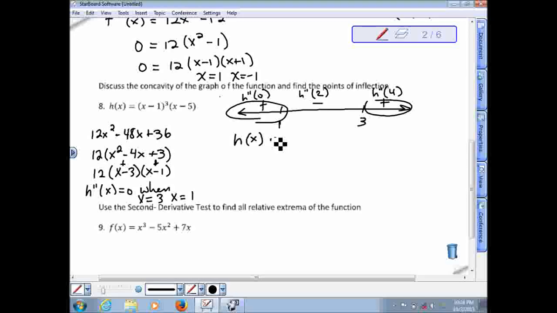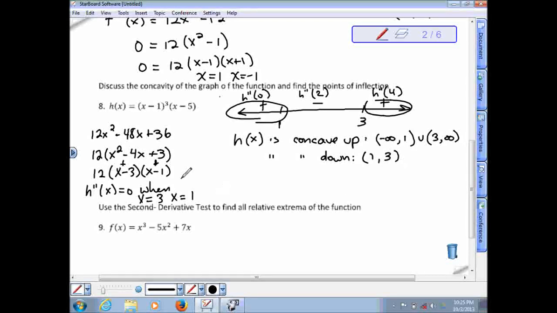So h of x is concave up on the intervals negative infinity to 1 and 3 to infinity, and it's concave down on the interval 1 to 3. Now we know where the graph switches from concave up to down and down to up.